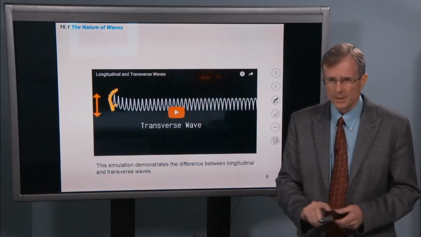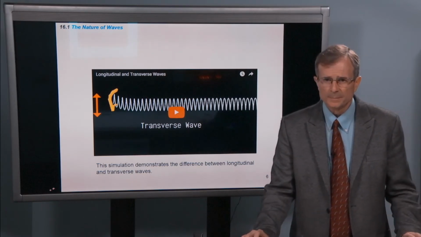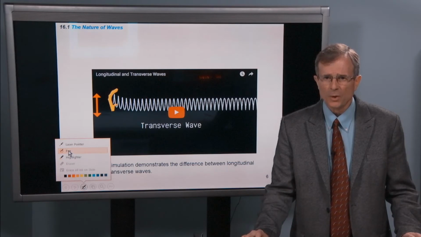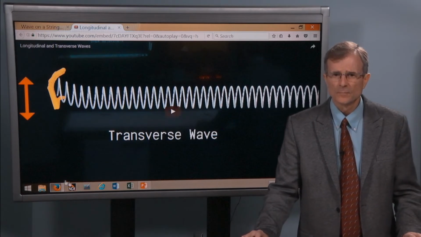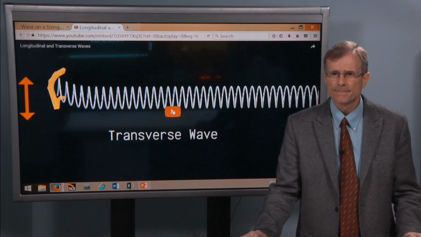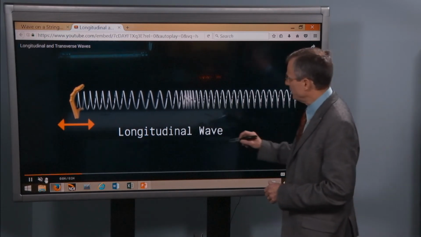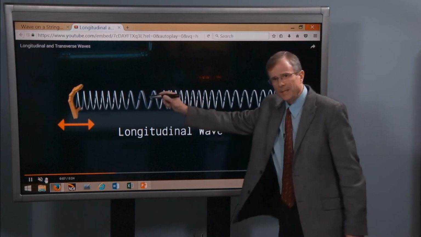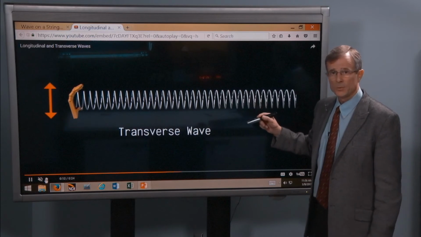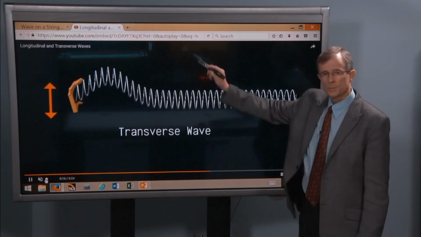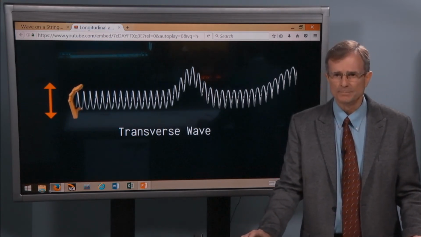This is a simulation of the difference between longitudinal and transverse waves. In the longitudinal wave, you can see that the disturbance occurs in the direction of travel of the wave. Whereas for a transverse wave, as will be shown here, the disturbance is perpendicular to the direction of that wave. That's all there is to it.